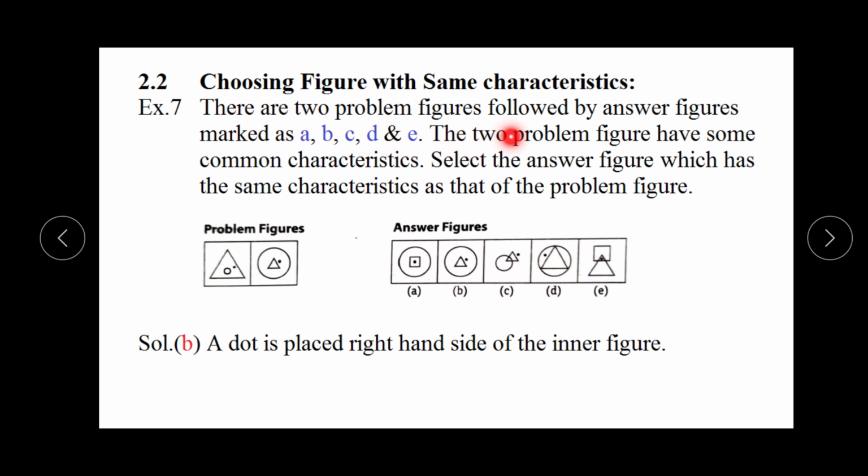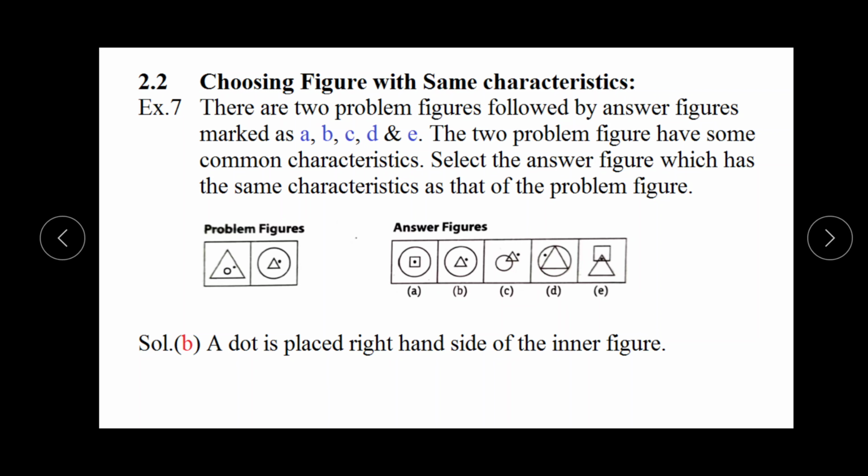If we see this figure, we can clearly say that in both the first and the second, one is the inner figure and one is the outer figure, and the dot is to the right side of the inner figure. If we see this, in option 1 the dot is in the inner figure. In option 3 the dot is totally outside the figures. In option D the dot is on the left side of the figure, and in E the dot is in between the outer figure and the inner figure. But option number 2 has the same property.